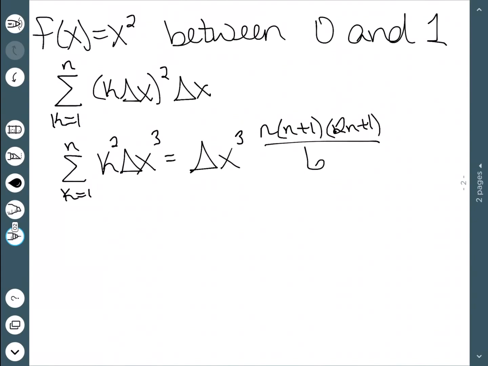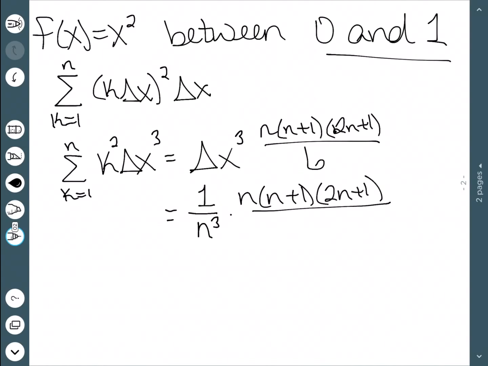And it's important to now realize exactly what this delta x is. So delta x is actually the length of my interval, 1, divided by the number of subintervals, which is n. And I need to cube this, times n plus 1, 2n plus 1 over 6. And now I'm going to have to take the limit as n goes to infinity.